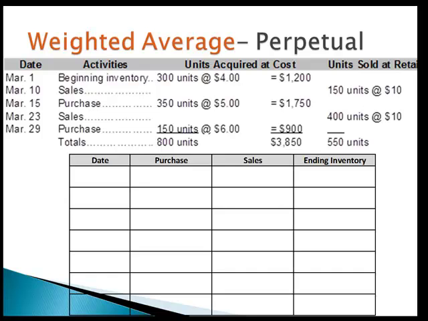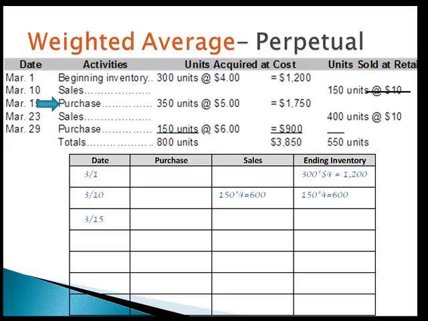Going to go through these same 5 transactions again. Here we go, beginning inventory. 3-1, I've got 300 units at $4 in my ending inventory. I've got a sale. The sale doesn't change because I only have one tier of inventory. So 150 units get sold. Remember to ignore the retail price of $10. 150 times 4 is 600. My remaining inventory is 150 at 4.